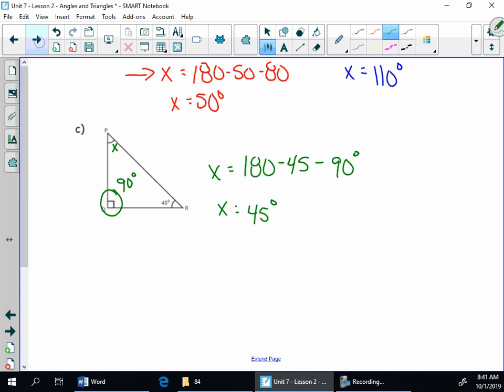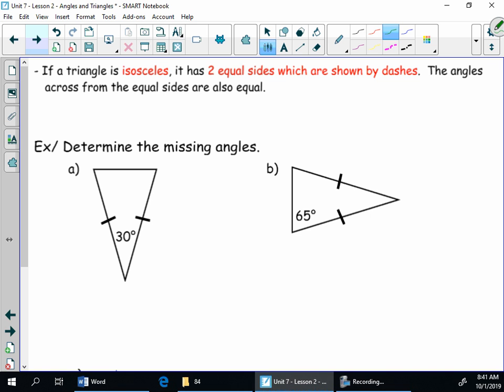Now, let's take a look at some special triangle situations. Situation number one, called an isosceles triangle. You might remember that name from grade 8. It has two equal sides, which are shown by dashes. So if I have a triangle and it has two equal sides, I'm going to put a dash on them. Say, hey, those two things are the same. Well, it turns out that the angles across from the equal sides are also equal.